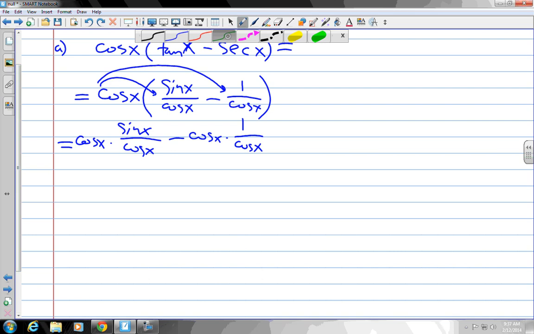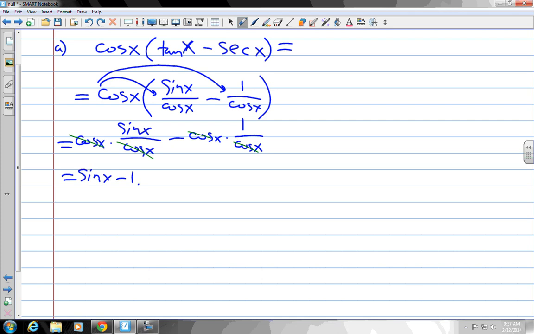As long as you just keep going without violating any major rules. Well, now think algebra. Can you simplify this? Yeah, I can reduce the cosines. I'm multiplying, dividing by cosine, so I can reduce the cosines. So you'll get sine x minus 1. Done. Okay? Again, you might get 6 different solutions, but you're going to get to the same place.